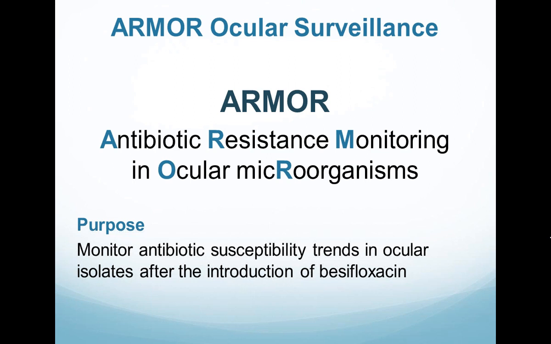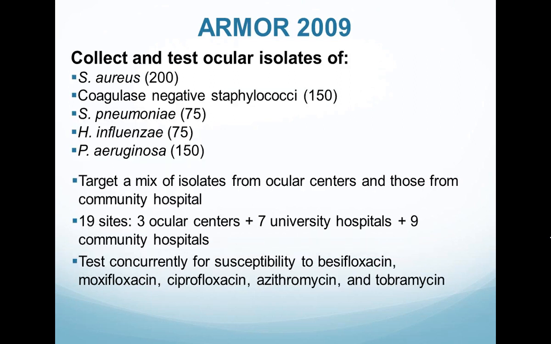In fact, the ARMOR study actually showed specifically that. That's a study where every person who gets an infection, the bacterial isolate is sent to a lab. And there's 19 sites that do this every year, ocular centers, university hospitals, community hospitals. And they collect the isolates. This is the isolates they found. And then they take every single drug for the eye, and they say, how did it work? Whether it was vancomycin, bacifloxacin, moxifloxacin, cipro, tobramycin, etc. And what did they find?